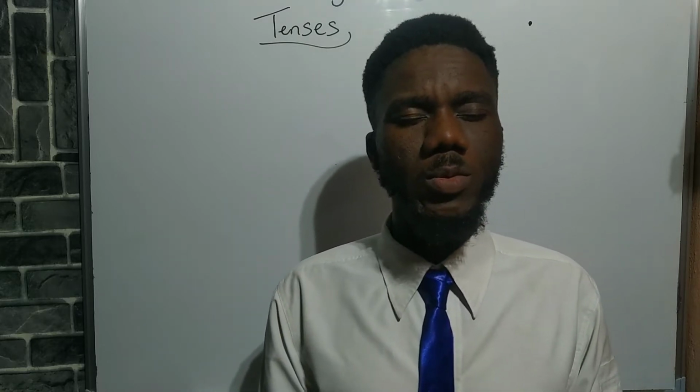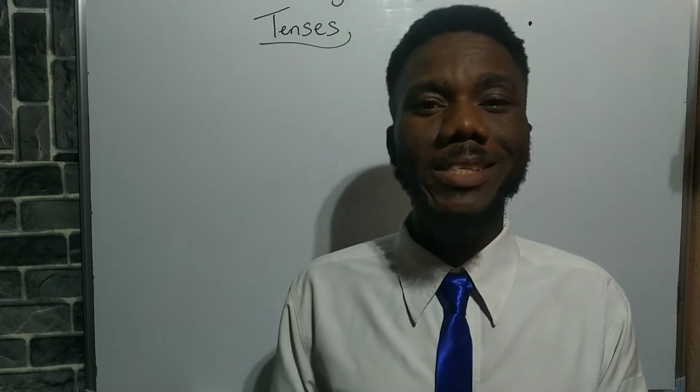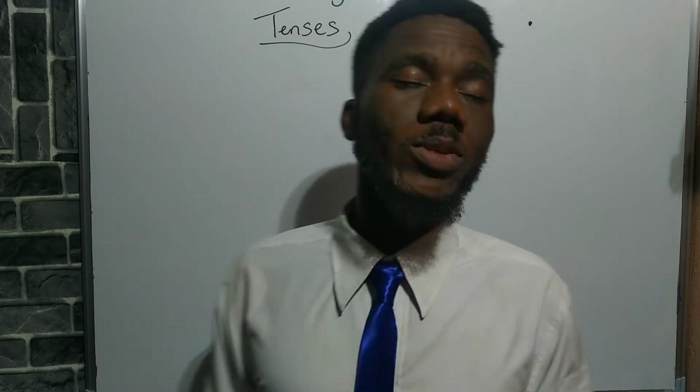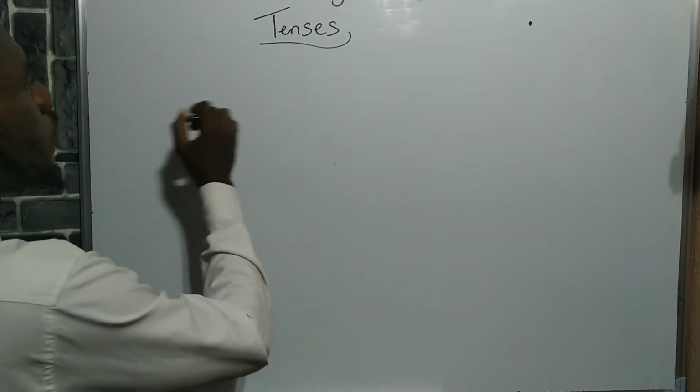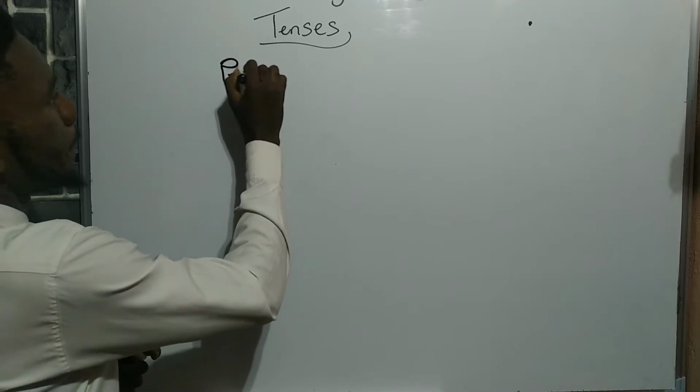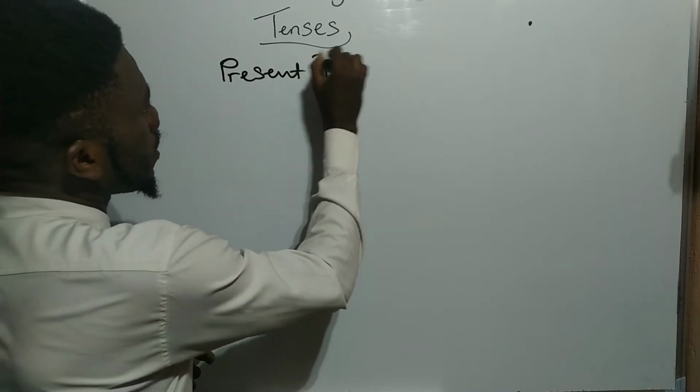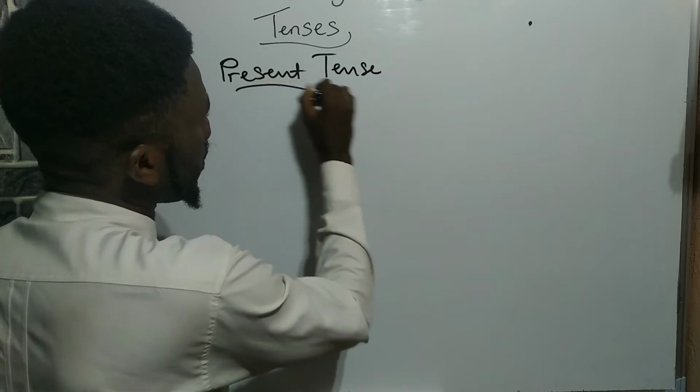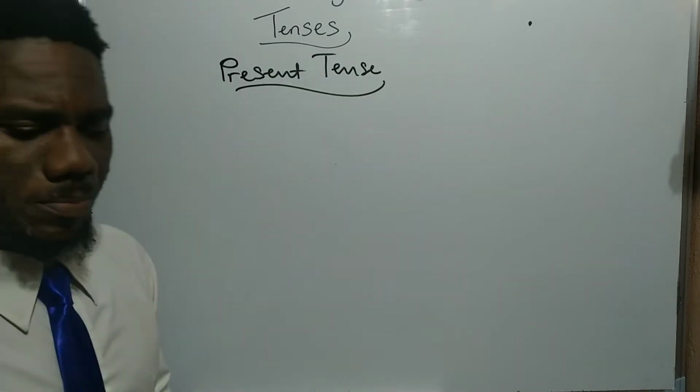If you remember clearly, we said that the three tenses that we have in English language are the present tense, the past tense, and the future tense, and not past participle like students always say. The three tenses that we have are the present, the past, and the future tense. All right, today we are going to be focusing on the present tense. Now, when somebody mentions this present tense, what does it mean?